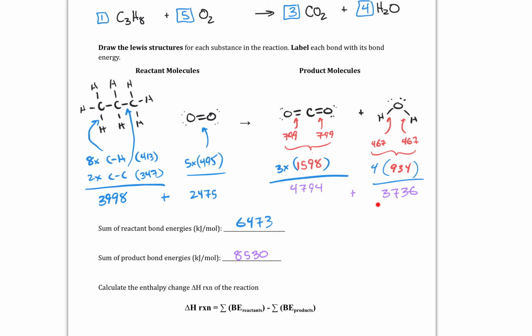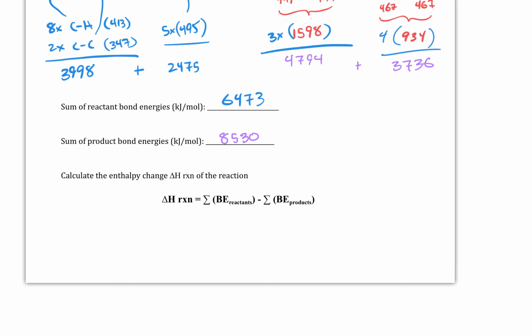We combine these 2 energies for our product molecules, and we see that there's going to be 8,530 kilojoules of energy released per mole of this reaction happening, and there's going to be 6,473 kilojoules of energy absorbed to get the reaction started. And now we have all the information needed to calculate the delta H of our reaction.